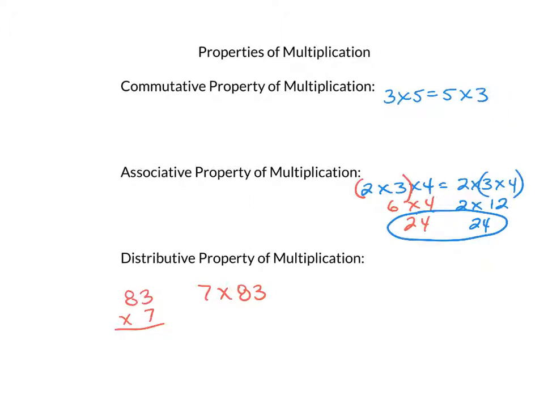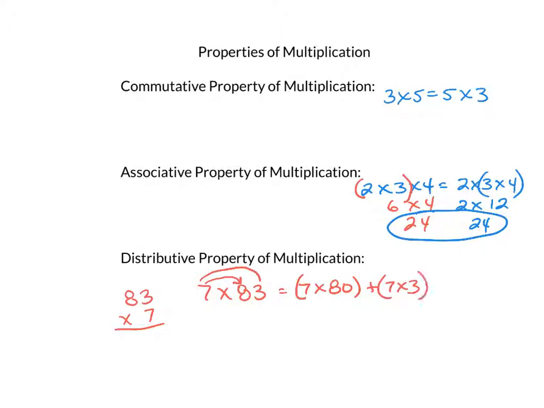But the other way to do that is to realize that you are really distributing that 7. You are multiplying that 7 times the 8. But that 8 isn't equal to 8, that 8 is equal to 80, because the 8 is in the tens place. So 7 times 83 is the same thing as 7 times 80, plus, then I would distribute the 7 with the 3, 7 times 3.